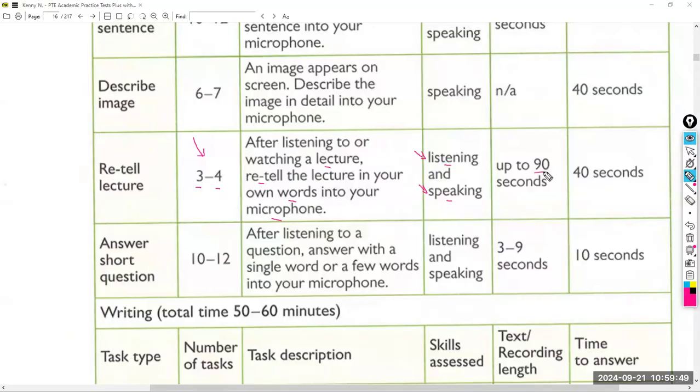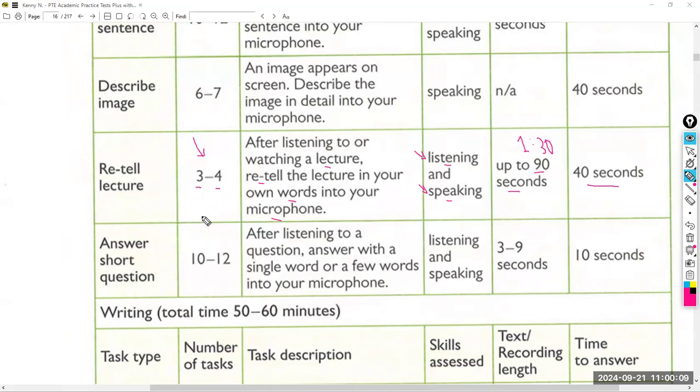Now, the length is about 90 seconds. I'm talking about the lecture. It is 1 minute and a half. Okay? I'm talking about the length of the lecture. Now I have to retell, and the time for retelling is 40 seconds.